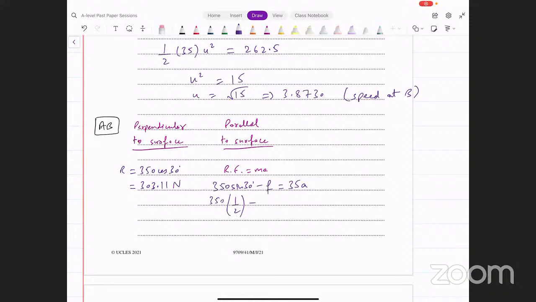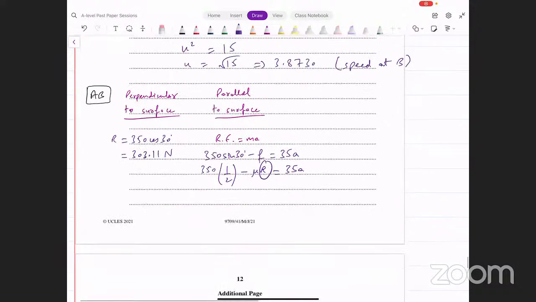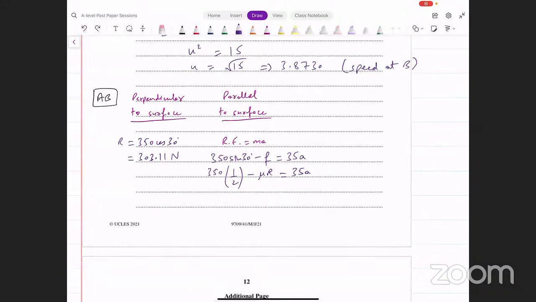Friction की value क्या होगी, जब movement हो रही होती है friction अपनी maximum value के ऊपर होती है, यानी friction equals mu R. Friction की जगह पे mu R डाल दें, and then you've got 35 times a. Now you know the value of R here, वो तो आपको पता है. What we do not know is the value of acceleration. अब हमें क्या करना पड़ेगा, acceleration figure out करनी पड़ेगी.